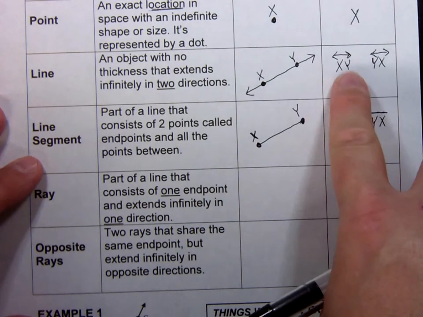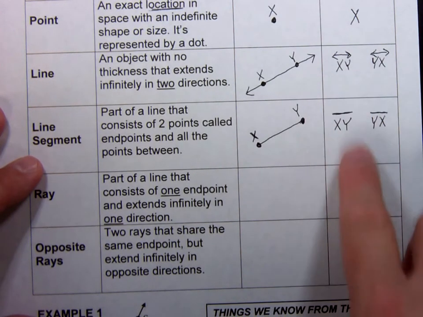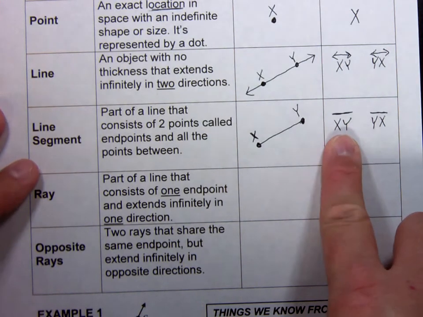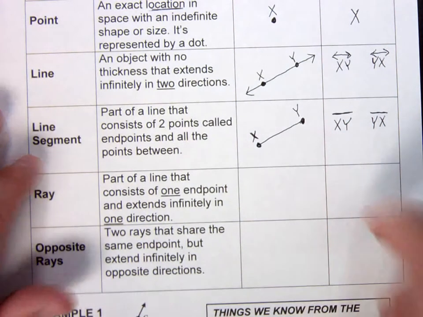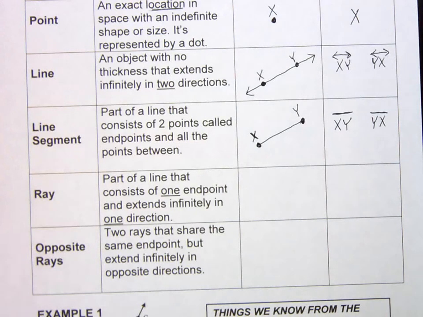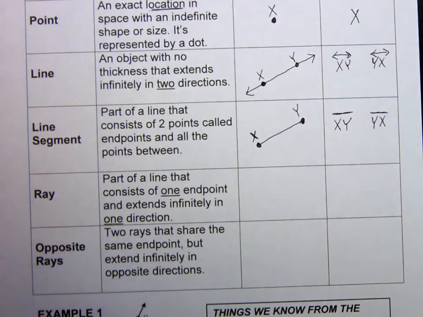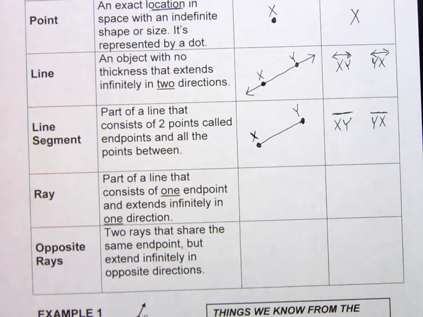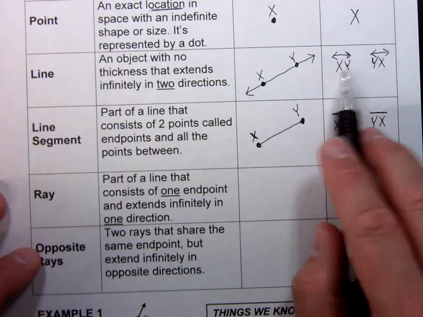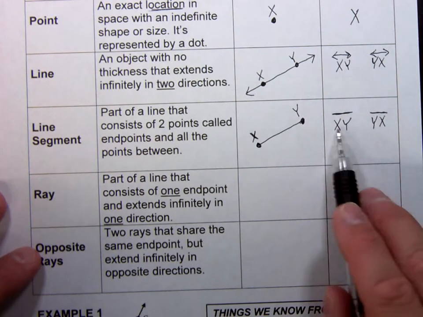So when I read this as line XY. When I read this as line segment XY. We've got to understand the language of geometry. We're learning to read what is written and understand what they mean, and we're learning to write what it is that we're wanting to communicate. So this communicates line XY, this communicates line segment XY.